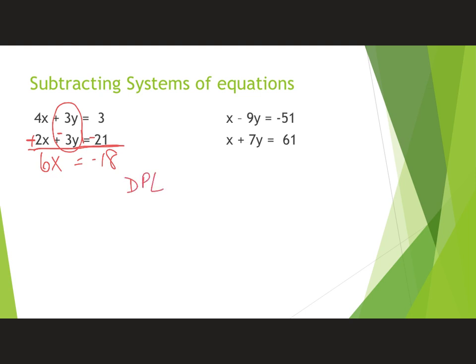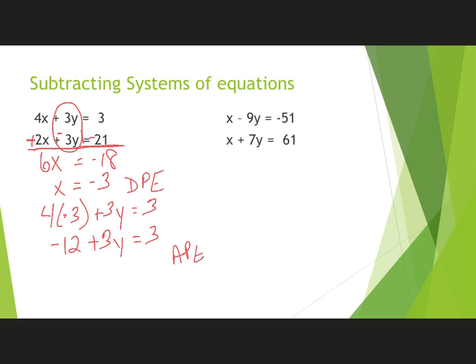I divide both sides by 6. I get x equals -3. I'm going to take that and put it into my equation. So I have 4 times -3 plus 3y equals 3. 4 times -3 is -12 plus 3y equals 3. I'm going to add 12 to both sides, so I get 3y equals 15. I divide both sides, I get y equals 5. So here, x first, -3, 5 is my answer.